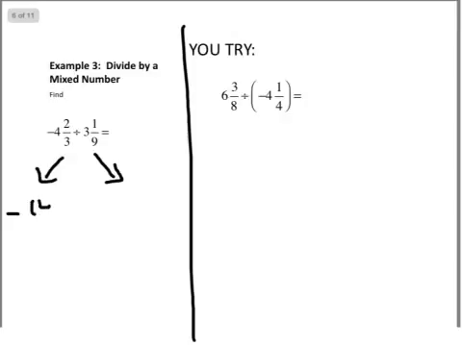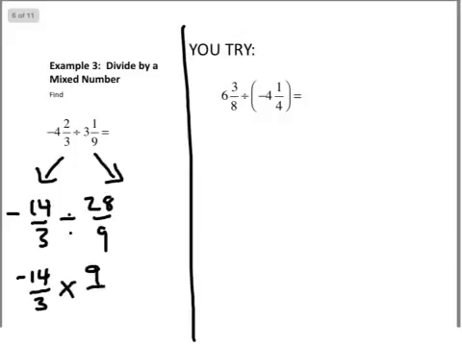So this is a negative 14 over 3, and I'm dividing it by 3 times 9 is 27, plus 1 is 28, 28 ninths. And remember what we said. When we divide fractions, we actually end up multiplying by the reciprocal. So negative 14 over 3 stays the same, times 9 over 28, the reciprocal or multiplicative inverse of 28 ninths. So I'm simply going to do what I know how to do, which is to cross cancel.